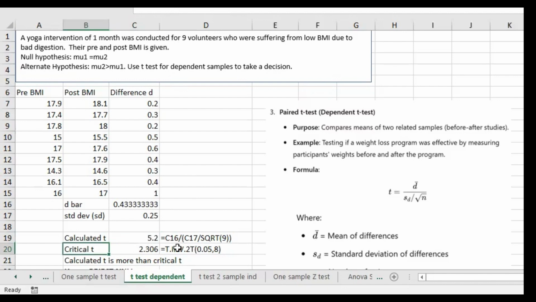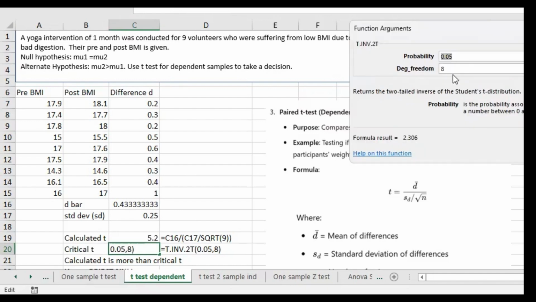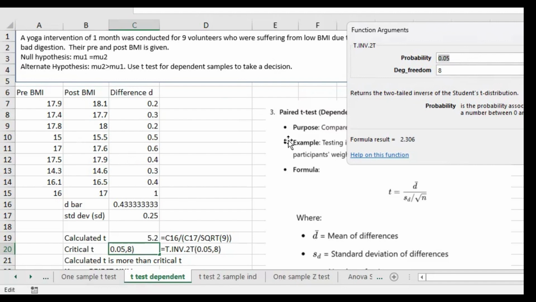Critical value from the formula is here. 9 sample size, therefore degrees of freedom is 8. Probability given is 0.05 because we are talking about 95%. So 95% is significant. So that is 0.05. In all the problems, assume, even if it is not given, assume 95%. Means here you have to put 0.05 only. There's no difference.